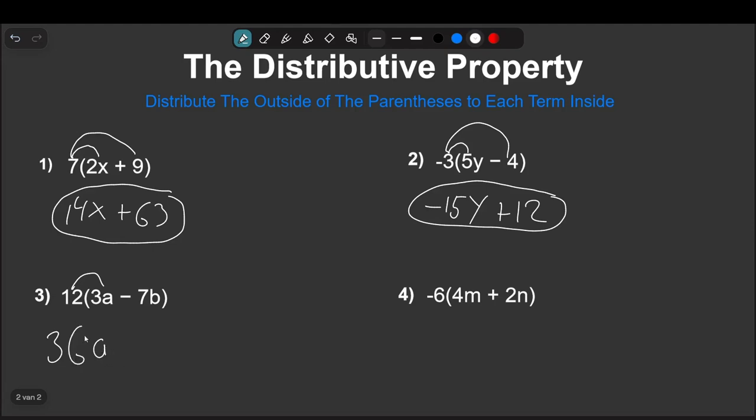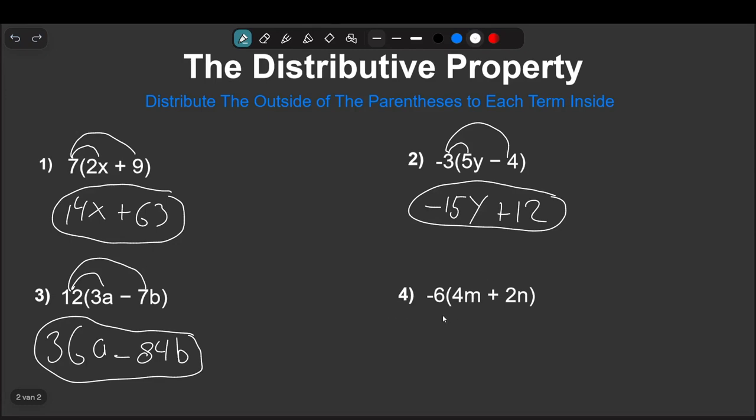12 times 3a will equal 36a. And now, as you can see, we have a minus 7b. So again, we're going to stick this minus sign to the 7 and create a negative 7b. So we're going to do 12 times negative 7b, and this will equal negative 84b. Oh, very ugly b, like this. And this, again, will be our final answer. So this is a very simple way of doing this, and I find this method very easy to use and teach.